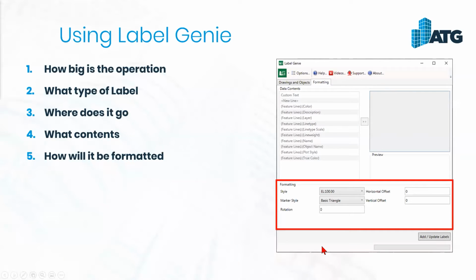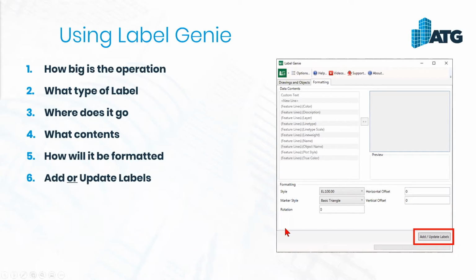And then we get to ask, how is this going to be formatted? So this is a Civil 3D label, very straightforward. Most of this formatting is handled by our Civil 3D label styles. When we're looking at AutoCAD stuff, we'll have justification, text size, couple other different options for how that's going to go down. And then lastly, once we have all of those other questions answered, we're going to add the labels.